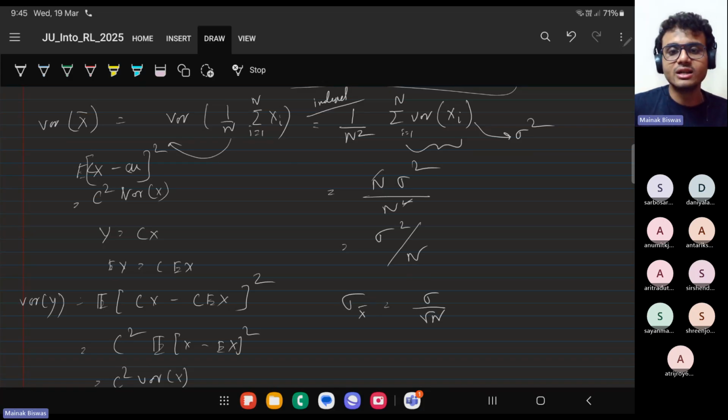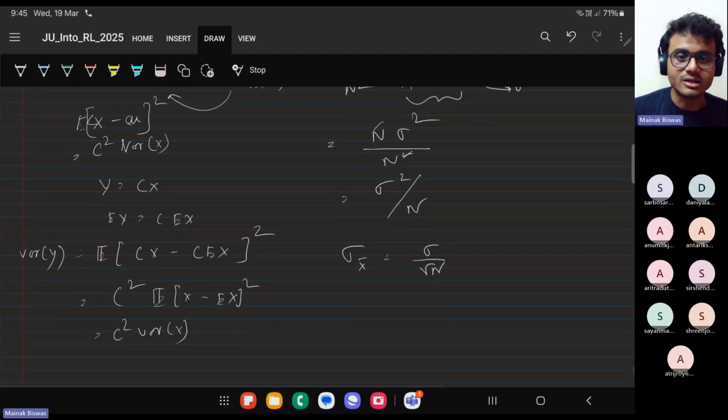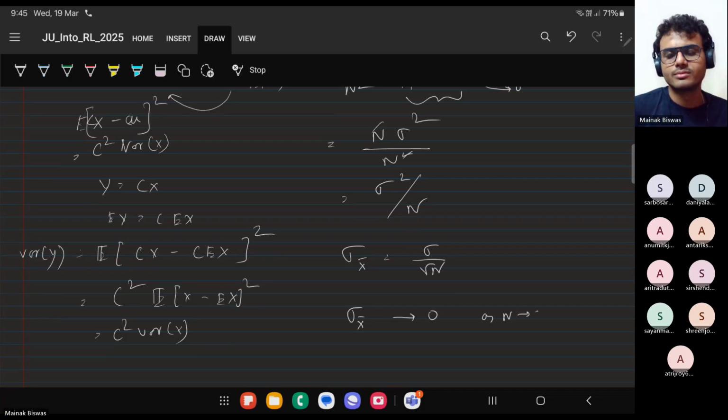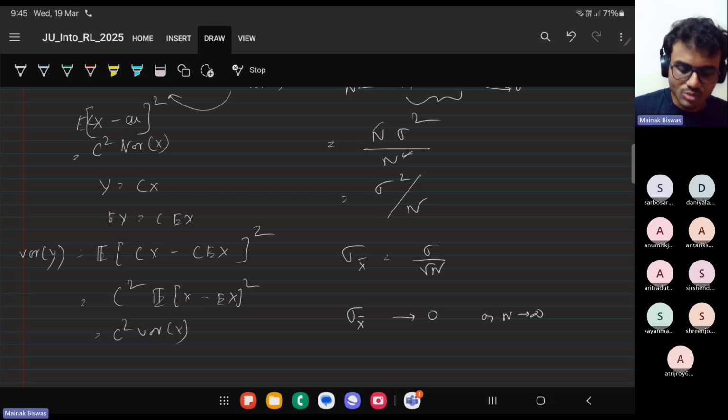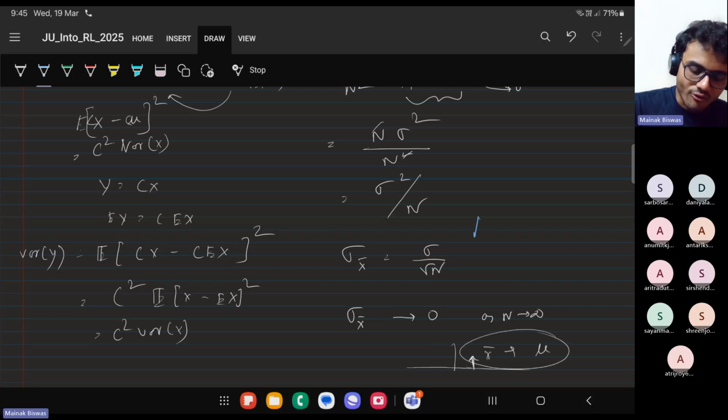So what do you see here? Do you see some pattern? Do you see that sigma of x bar goes to 0 as n tends to infinity? Yes or no? Right? Which means that x bar converges to the mean. So x bar converges to the actual mean. This is called the law of large numbers, or the weak law of large numbers.